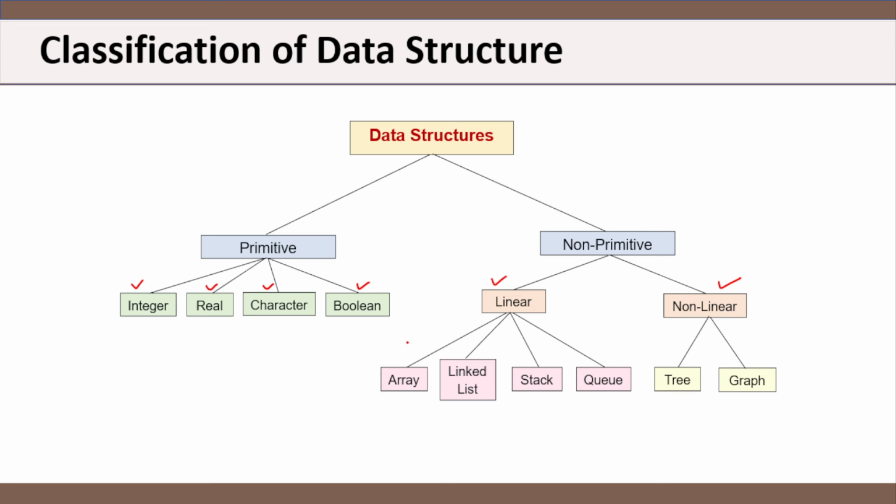Further, linear data structures are categorized as arrays, linked lists, stacks and queues, whereas non-linear data structures are categorized as tree and graph. In this series on data structures, we are going to look at all these linear as well as non-linear data structures. These are the basic linear and non-linear data structures that we are going to focus upon.